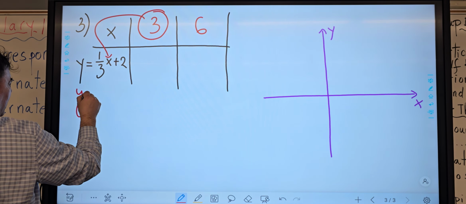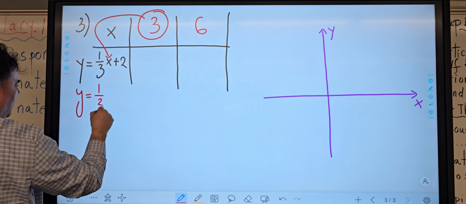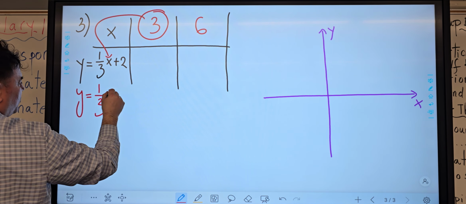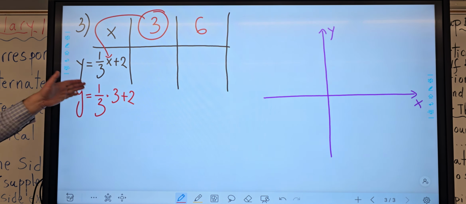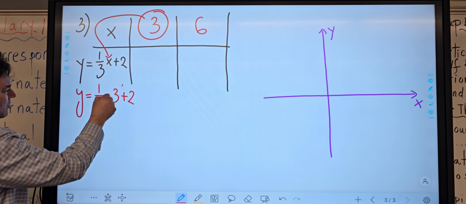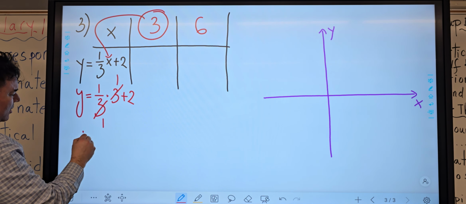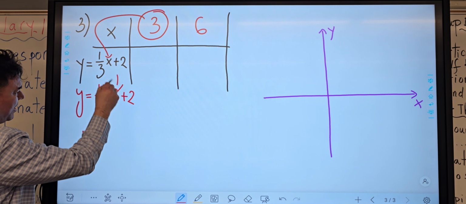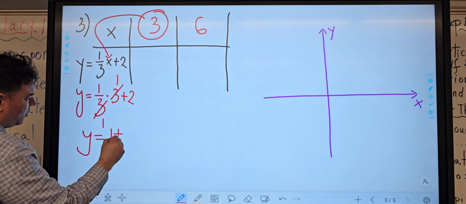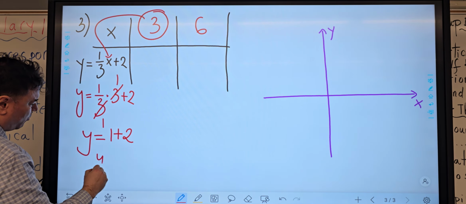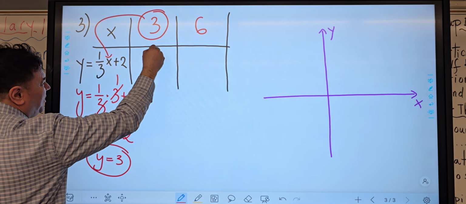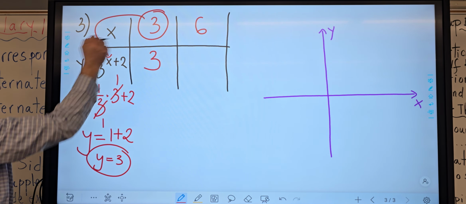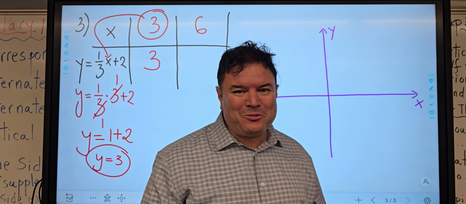So we have y equals 1 over 3 times, instead of x, we put 3, plus 2. Don't forget that. Let's solve this. 3 divided by 3 is 1. So we have y equal, that becomes 1 plus 2, and 1 plus 2 is 3. Y equals 3. Okay, so we get 3 for y. When x is 3, y is also 3.